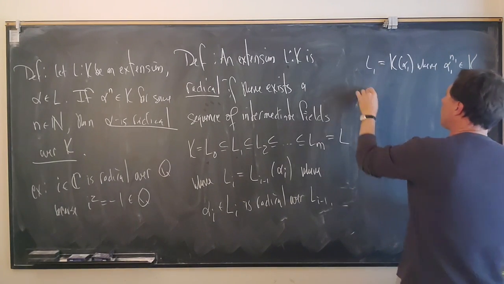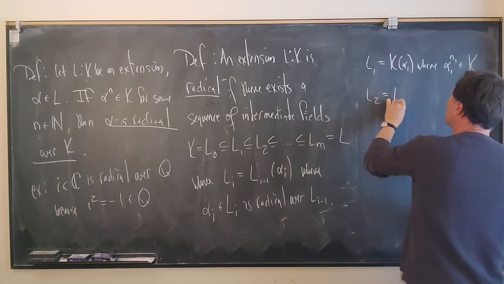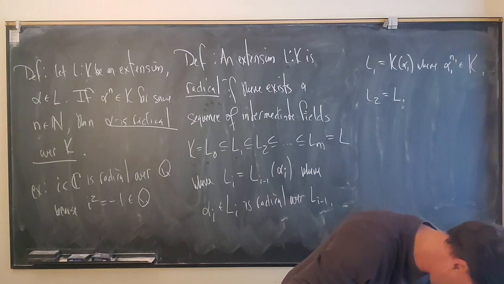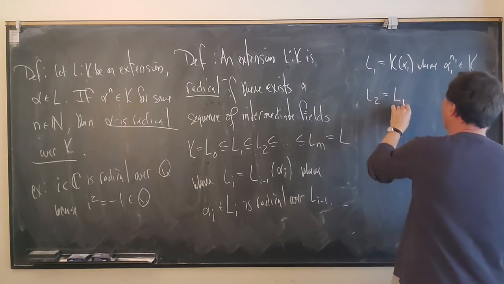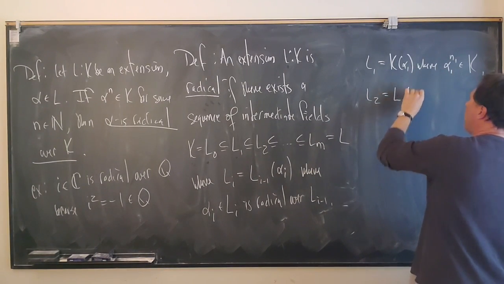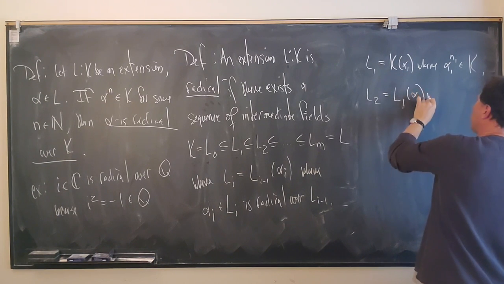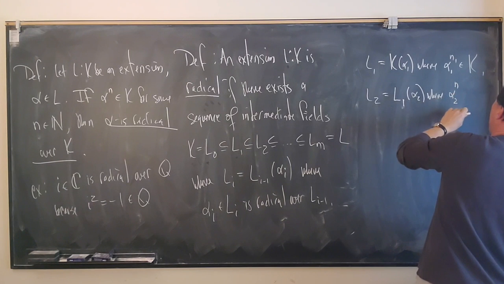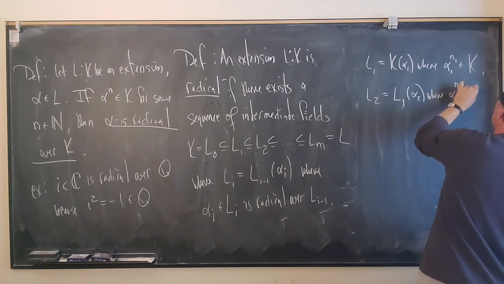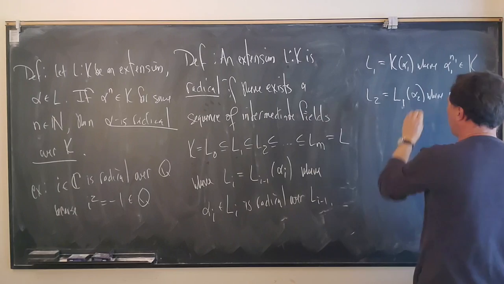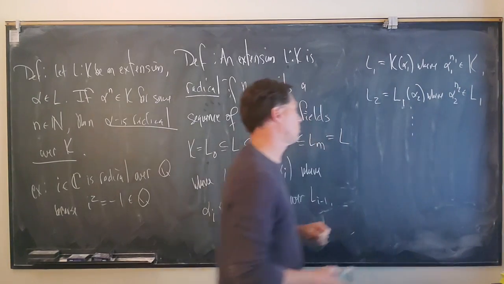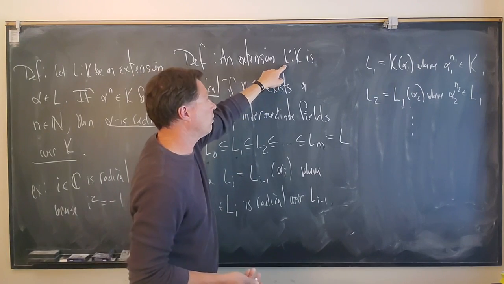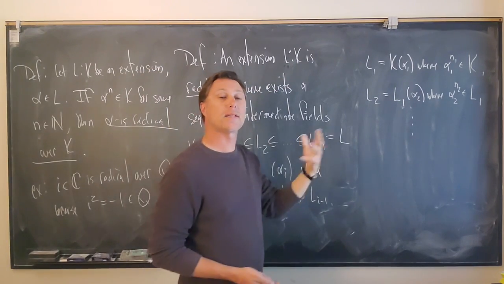And then you have L sub 2 equals L1 adjoin alpha 2, where alpha 2 raised to some power n sub 2 is in L sub 1, right? And you keep going, building L by adjoining one at a time a radical element.